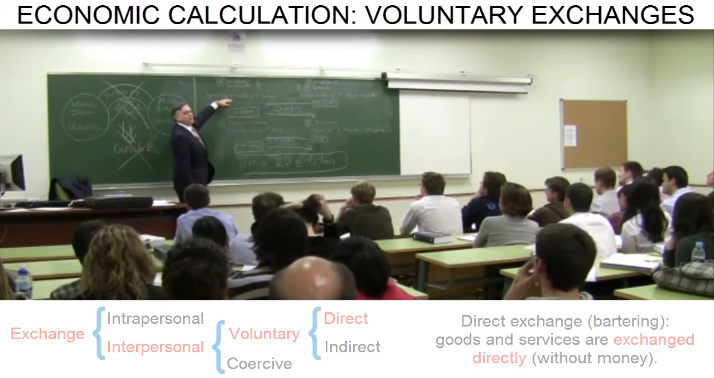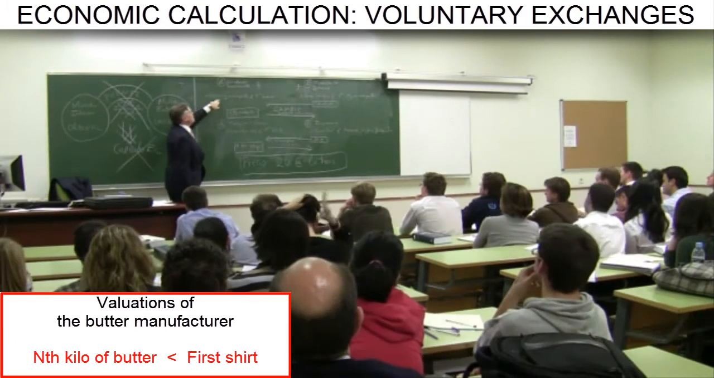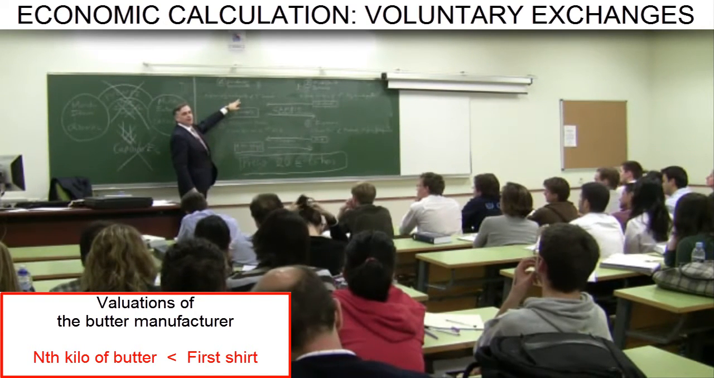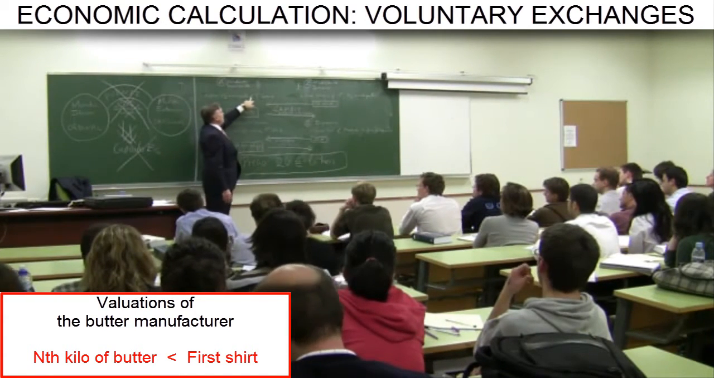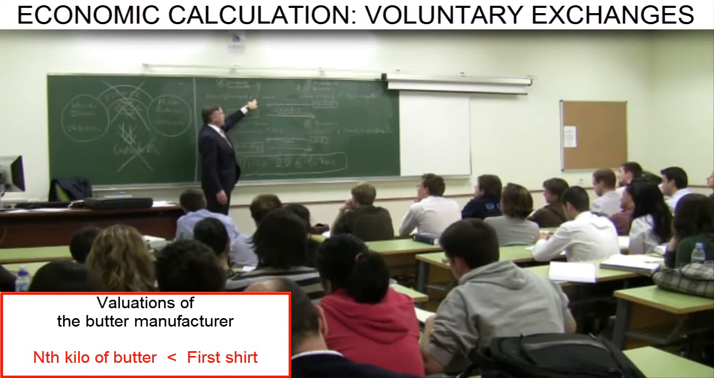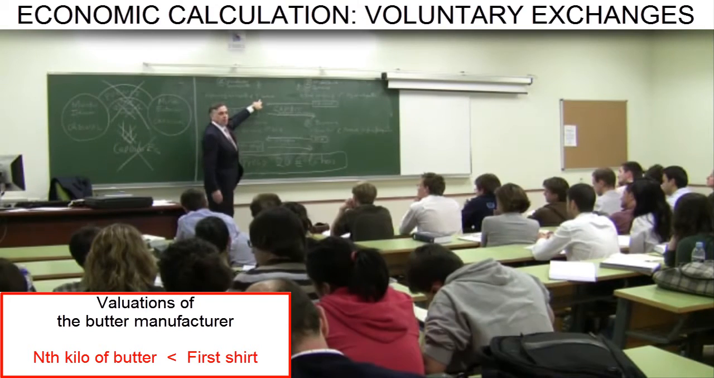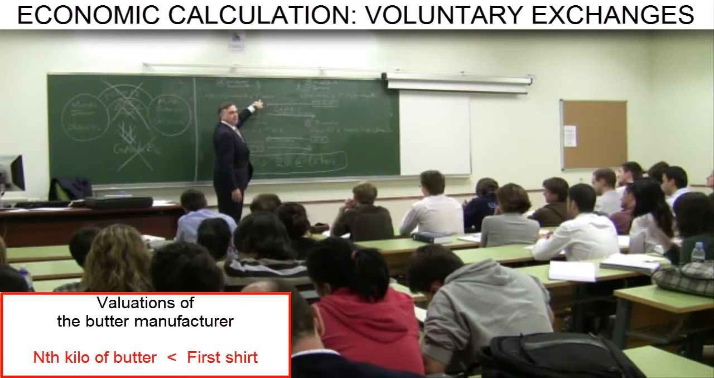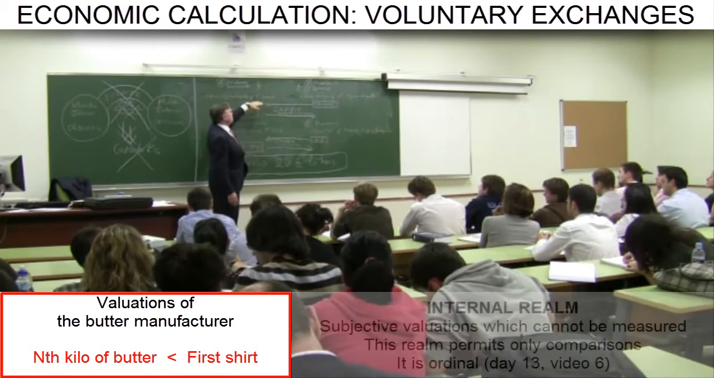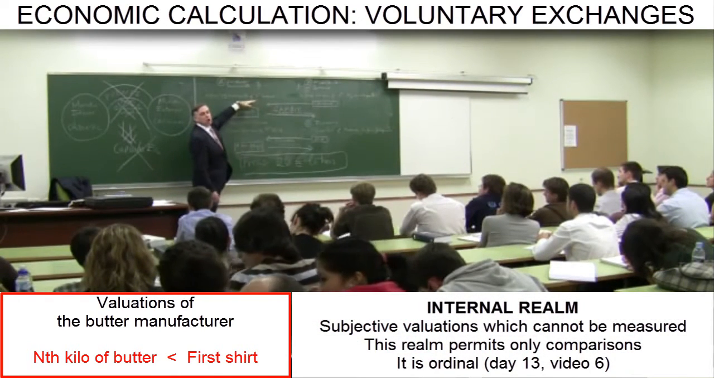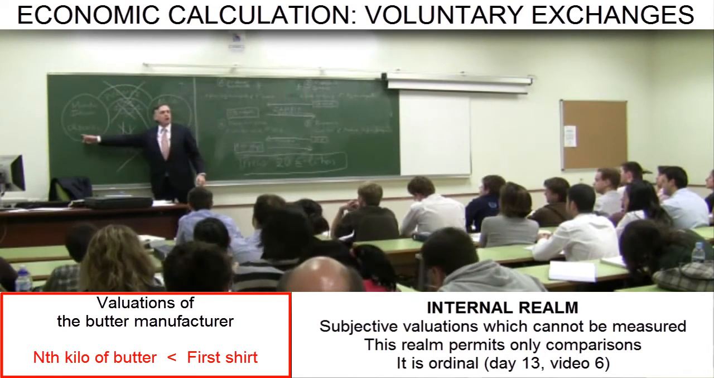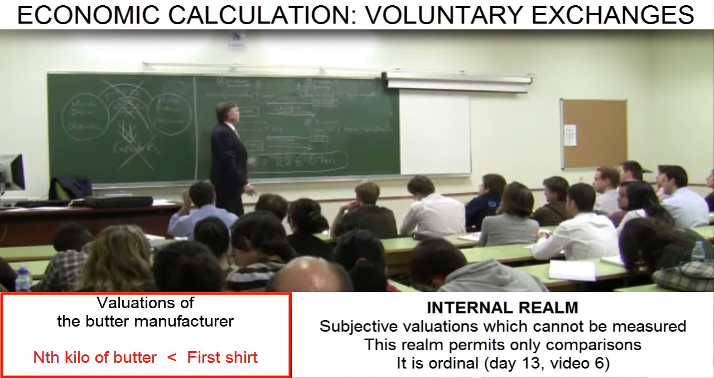She has so many kilos of butter that the nth kilo of butter, let's say the 200th kilo she has in the refrigerator, is worth less than, that's what this symbol means, the first shirt or sweater that she does not have. This is merely a subjective comparison. Notice, we're talking about subjective valuations, which permit only comparisons. In other words, the ordinal realm.